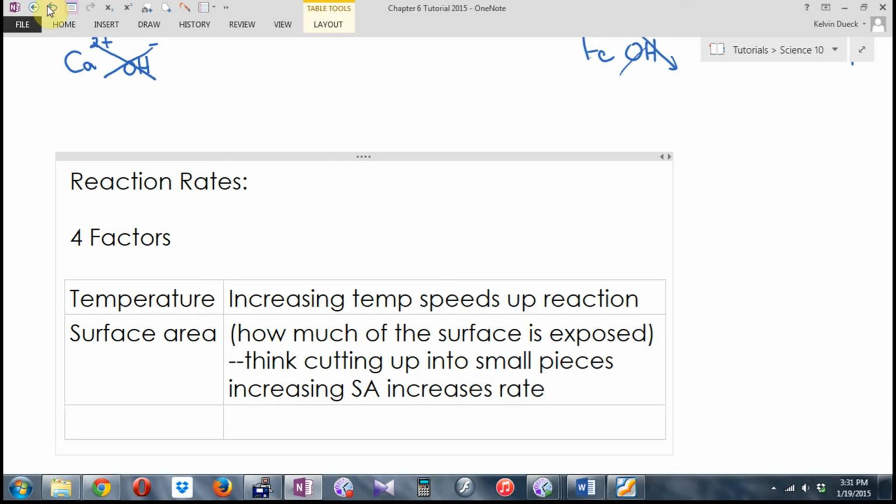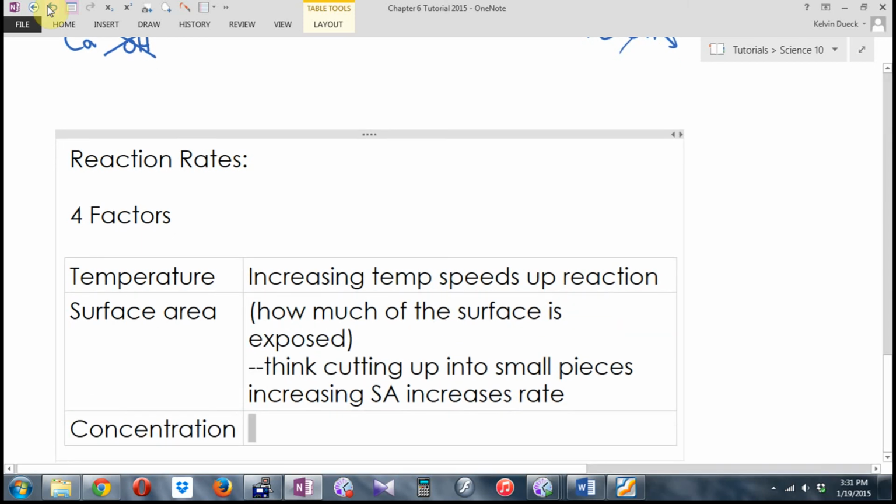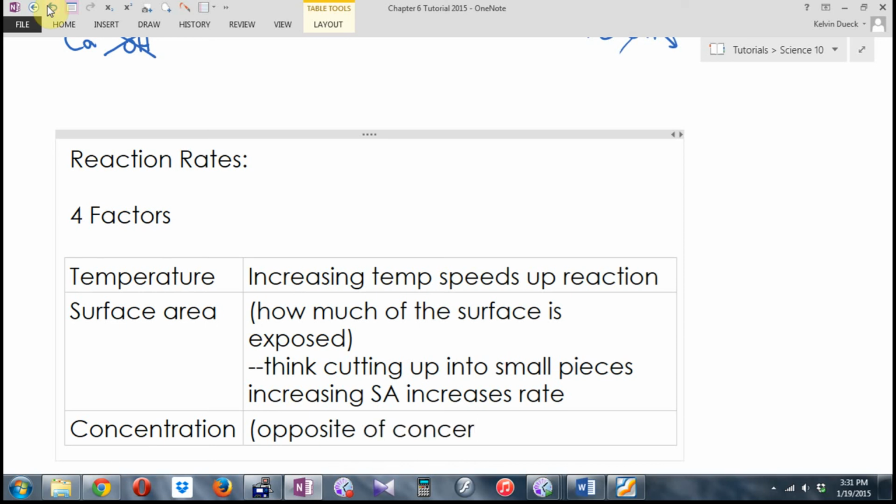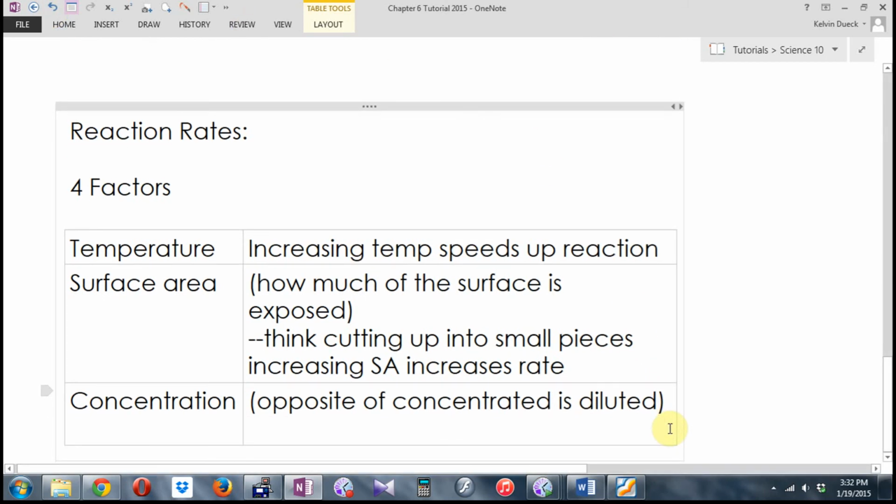Catalytic. Okay, we'll save the catalyst for last. Concentration. What many of you have trouble with. What's the opposite of something that's concentrated? It begins with the letter D, and I did use it today. Dilution. The opposite of concentrated is diluted.